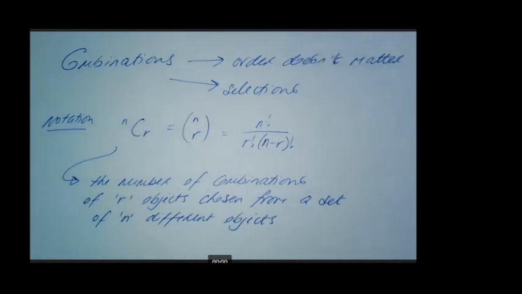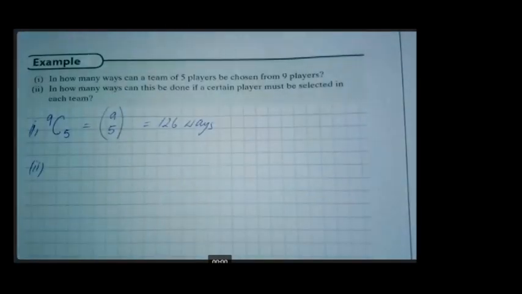Okay, so just like we saw with that example, let's go back to that example now and we'll look at part 2. So part 2 says, in how many ways can this be done if a certain player must be selected in each team? Now this is all about the choice, okay? Just like with permutations, it was all about how many options you had for the different positions. This is now all about what choice do you have out of how many.